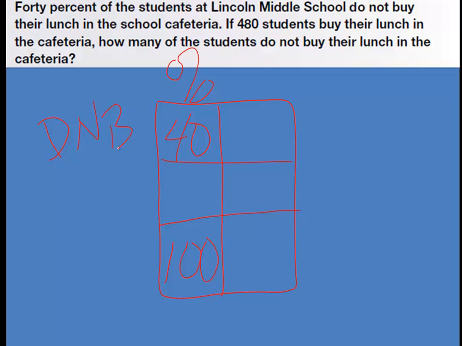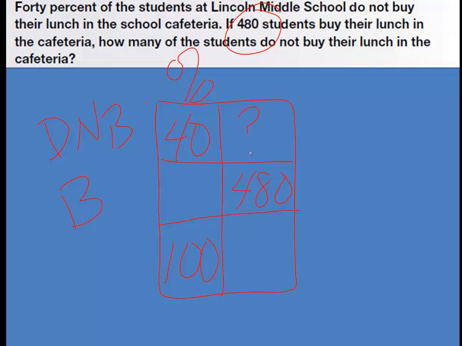Then it says if 480 students bought their lunch in the cafeteria, so these ones did buy it, and they've given us a number of 480. So where does that 480 go? Does it go across from the did not buy, or does it go on the bought section, or does it go in the total section? It says 480 students bought their lunch in the cafeteria, so we're going to put 480 right here, aren't we? And then it wants to know how many students did not buy their lunch in the cafeteria. So we're trying to find out this right here.